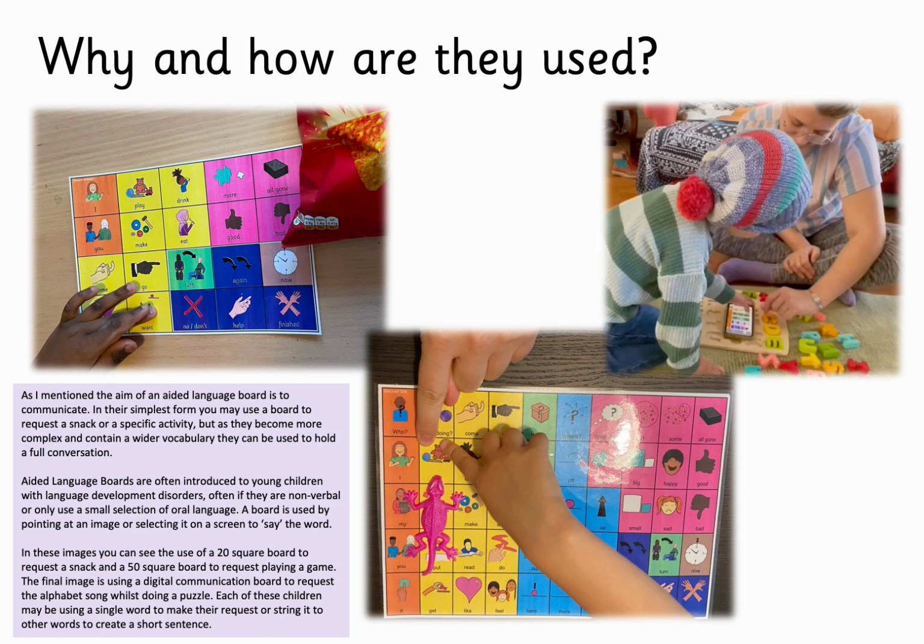In these images, you can see the use of a 20 square board to request a snack and a 50 square board to request playing a game. The final image is using a digital communication board on a phone to request the alphabet song whilst doing a puzzle. Each of these children may be using a single word to make their request, or string it to other words to create a short sentence.